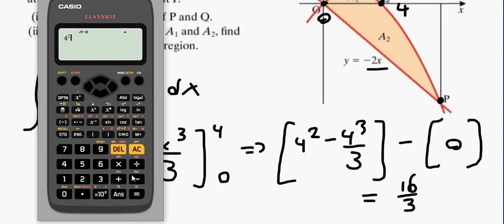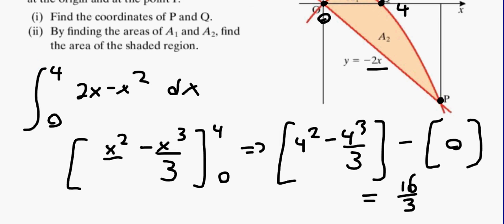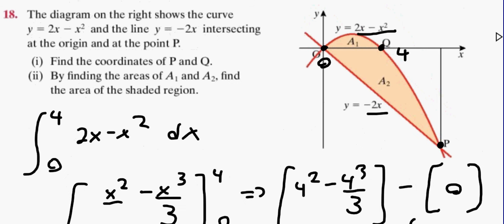I sense nerves. He's probably right though. He is, Oliver. It is minus 16 over 3. Interesting. So why is that? It's above the axis and it's negative.